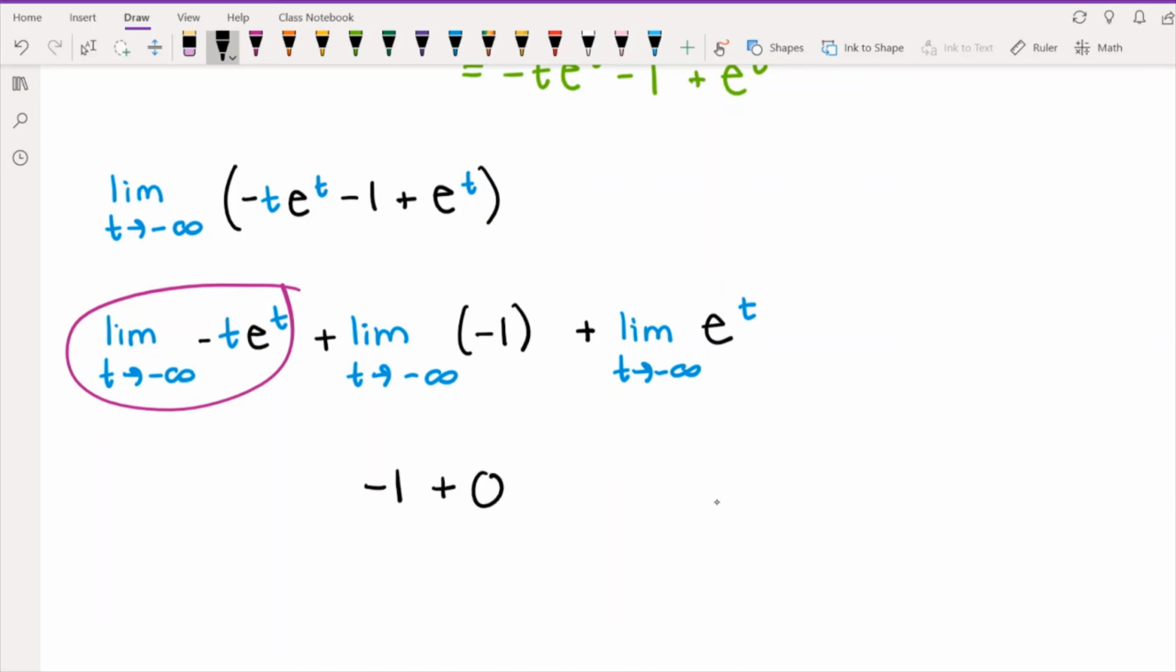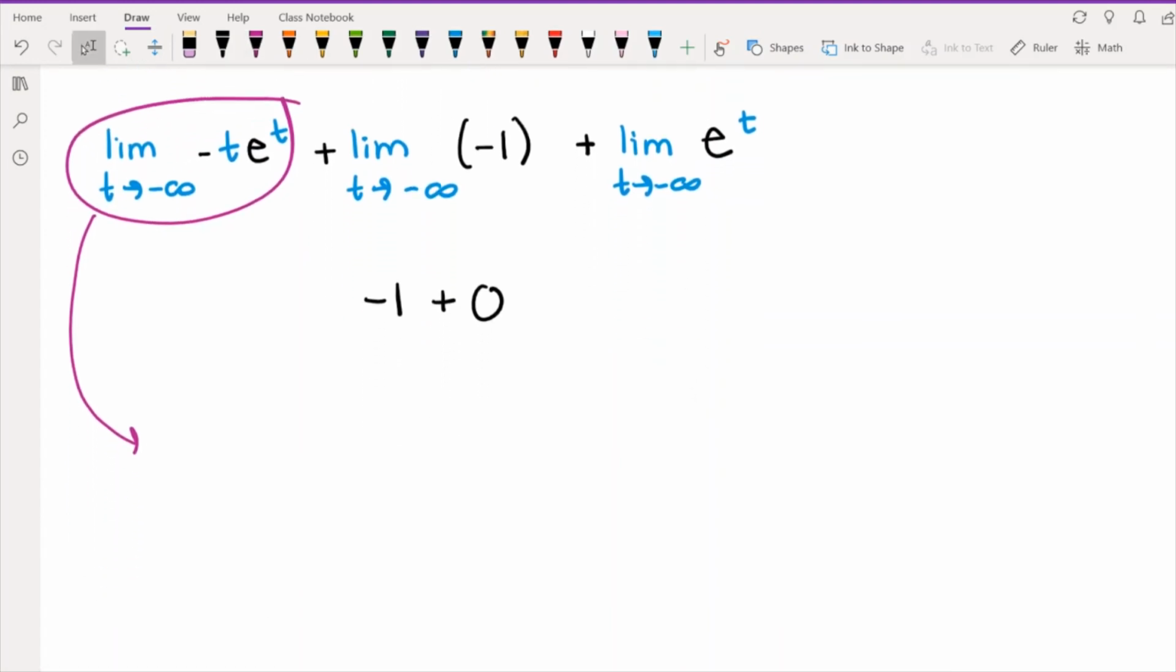And then how do we deal with this first part? So this first part, we actually have to use L'Hopital's rule. I know it might not look like a L'Hopital's rule issue, but we do have to use it. The reason is that we have a product where we're multiplying together infinity and 0. If you try to take the limit as t approaches negative infinity of negative t, you would get infinity. And if you take the limit as t approaches negative infinity of e to the t, you would get 0.